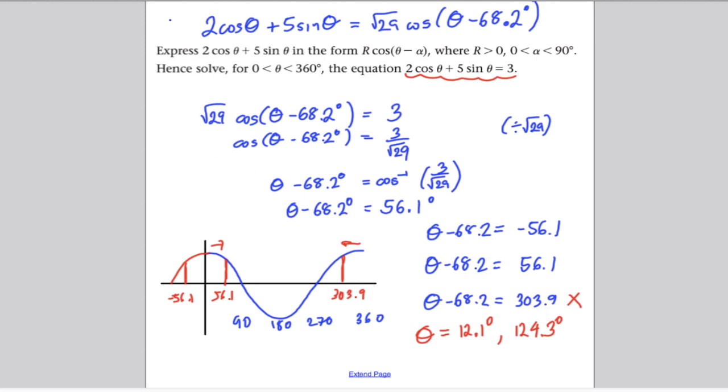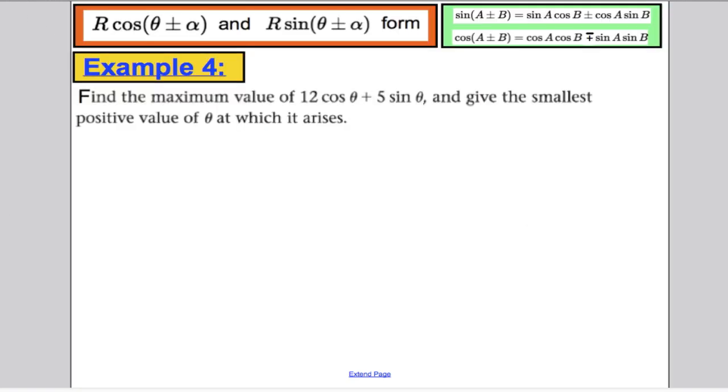Okay, last example to finish with. Sometimes ones like these come up. Find the maximum value of 12 cos theta plus 5 sine theta. Give the smallest positive value of theta at which this arises. Now, looking at this, it is a multiple of cos theta and a multiple of sine theta. It must have an r cos(theta plus alpha) or an r sin(theta plus alpha) form. It doesn't matter which one you pick. Pick one of these and just make it work.